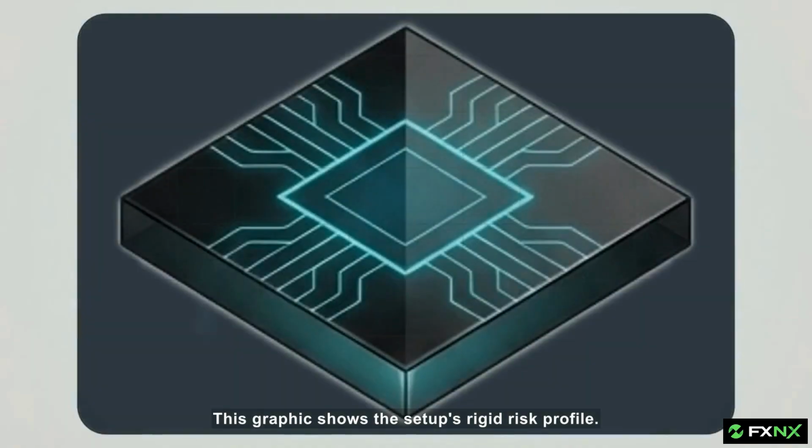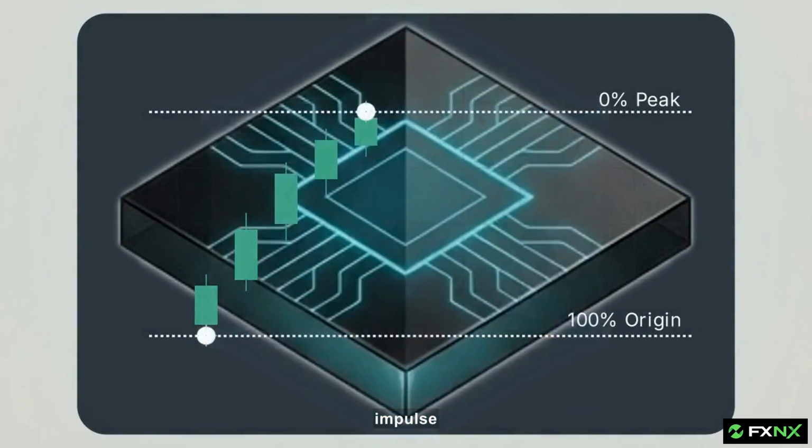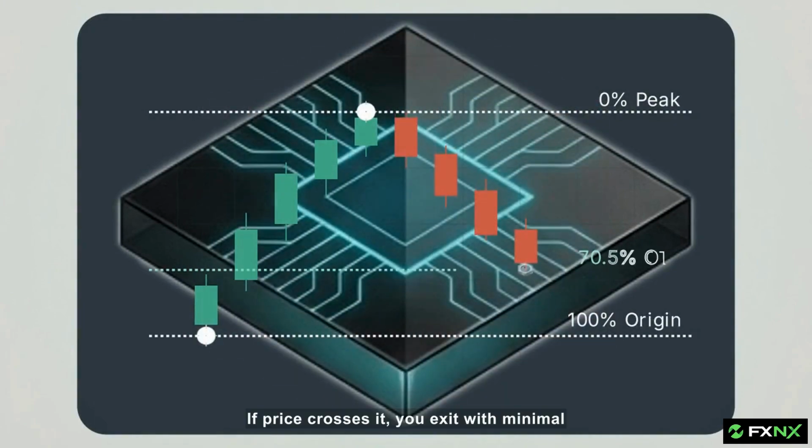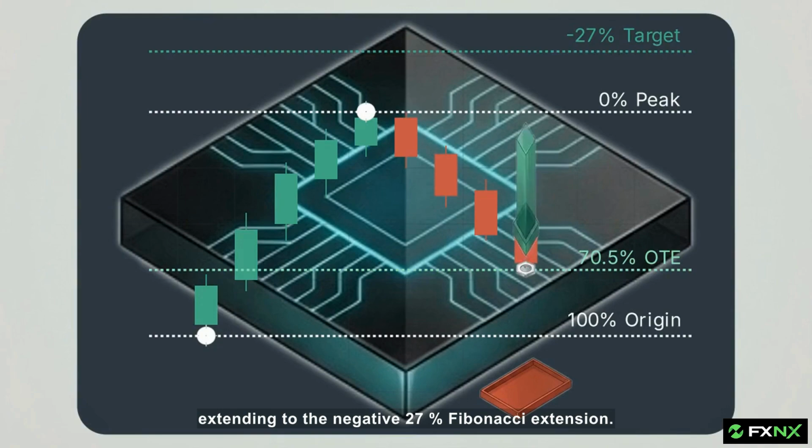This graphic shows the setup's rigid risk profile. Your stop loss is placed marginally below the impulse leg's 100% origin. If price crosses it, you exit with minimal damage. Profit targets start at the original 0% high, extending to the negative 27% Fibonacci extension.